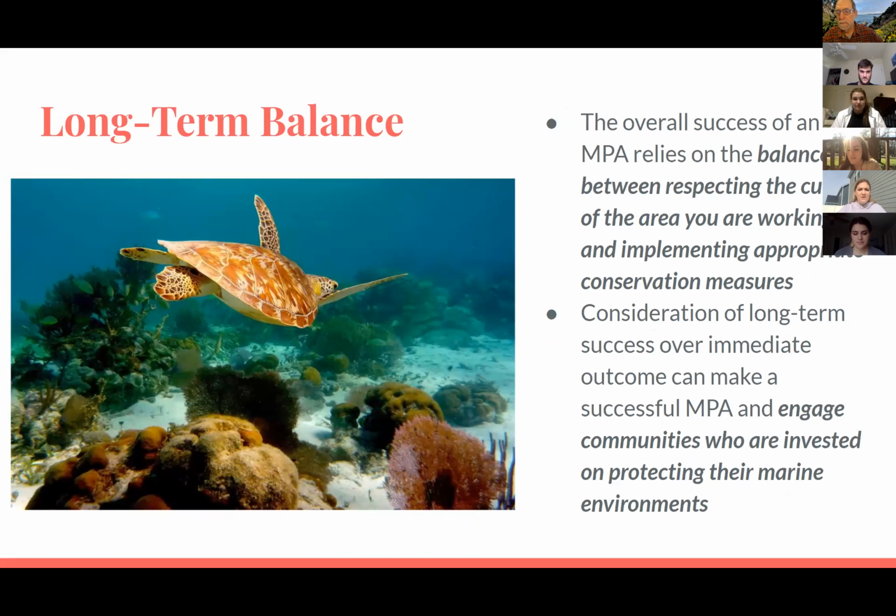And in general, you kind of need a long-term balance, which is a really important thing. So the overall success of an MPA relies on the balance between respecting the culture of the area that you're working in and implementing appropriate conservation measures. So consideration of the long-term success over immediate outcome can make a more successful MPA in the long run, especially when you engage communities who are invested in protecting their marine environments.